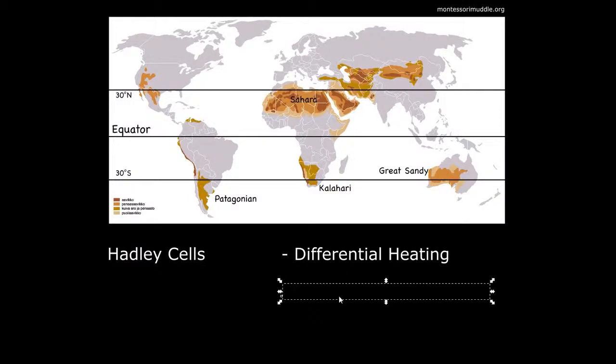Another thing that we'll need to think about and keep in mind is that as air rises, it loses moisture. So as it rises, it cools, and the water vapor condenses, and then that falls as rain. So that's really important also. It's an important piece of this puzzle.